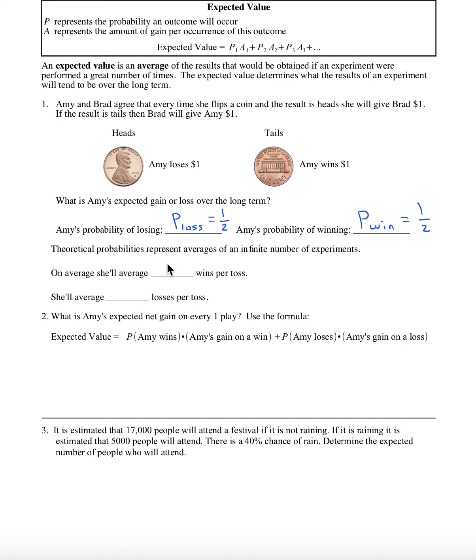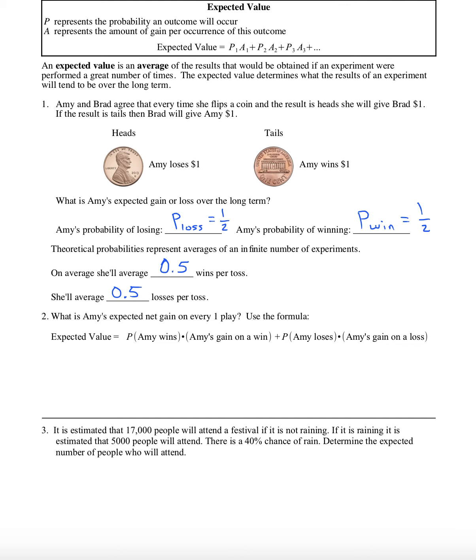On average, it'll land on tails half the time. So she'll average 0.5 wins per toss. And it'll land on heads half the time, so she'll average 0.5 losses per every toss.